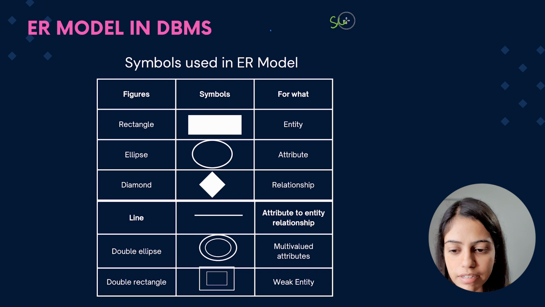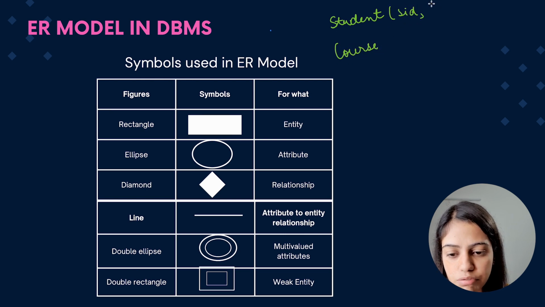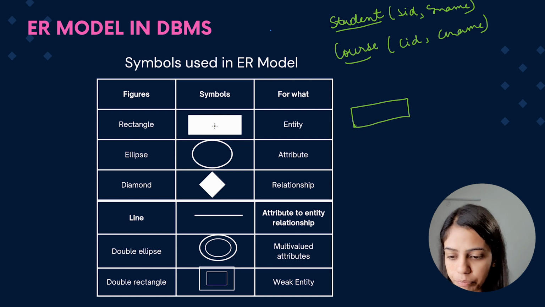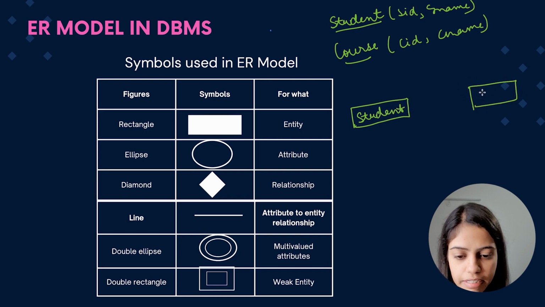So as I told, consider that there are two entities. Firstly I'll give the schema. I'm giving the schema for student and course. Student schema has student ID, student name, and course schema has course ID, course name. So what is this? This is basically entity. According to the symbol, entity is represented by rectangle, so I'll give the name student. Now course is also one entity, so I'll give it in rectangle shape, course.